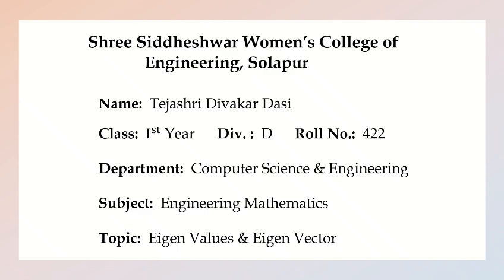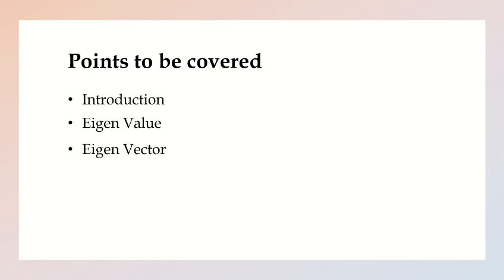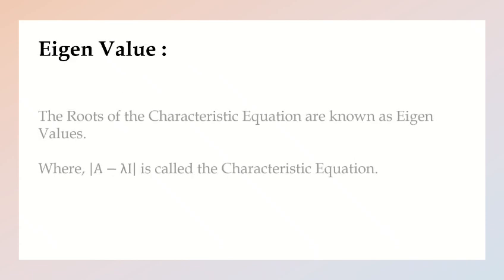So I am here to explain one of the concepts of matrix, that is eigenvalues and eigenvector. So in this lecture, we will see first introduction, what is eigenvalue, what is eigenvector, then procedure to find eigenvalues and eigenvector, and lastly an example based on eigenvalues and eigenvector. So let us start. So we will understand first what is eigenvalue.